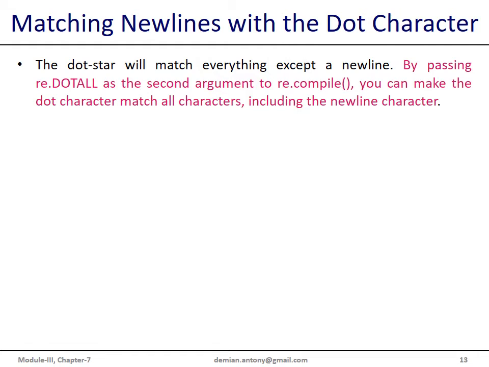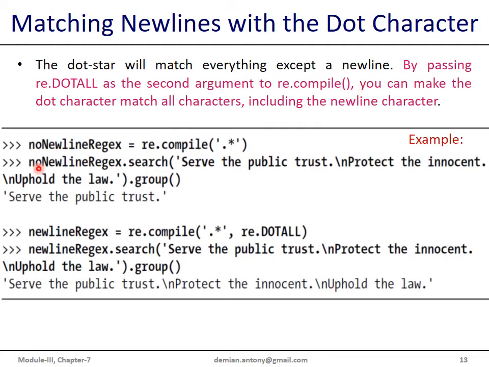Matching of newlines. We can match everything including the newline by passing re.DOTALL as a second argument to re.compile. This will match everything, even including the newline. If you take up the dot star, it will match everything, that means all the characters except newline, and the output of this here is only 'serve the public trust'.